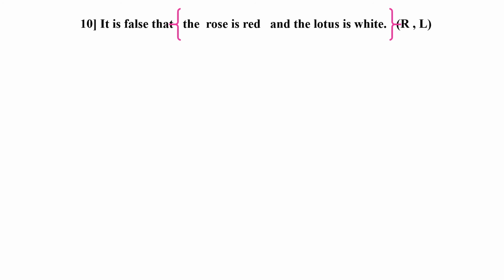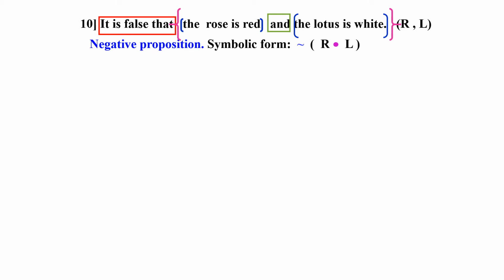It is false that the rose is red and the lotus is white. So the whole proposition, the rose is red and the lotus is white, is negated. So the main connective will be it is false that. And in the bracket we have another connective, and. In that we have two components: the rose is red, and the second component is the lotus is white. So it is a negative proposition and the symbolic form is curl into bracket R dot L.